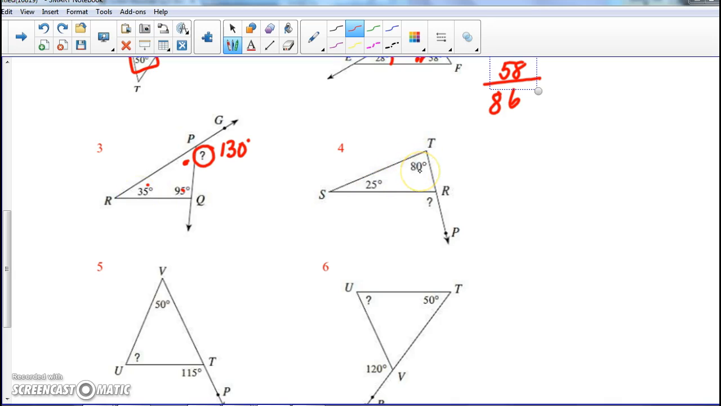Number 4. Here's the angle we're looking at. This is the adjacent one, so we're not going to use that. It's the two non-adjacent. This is 105 degrees.